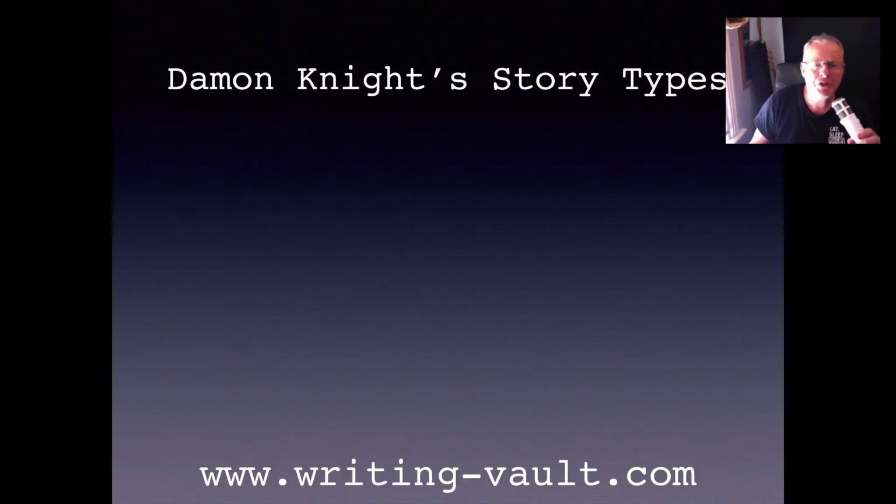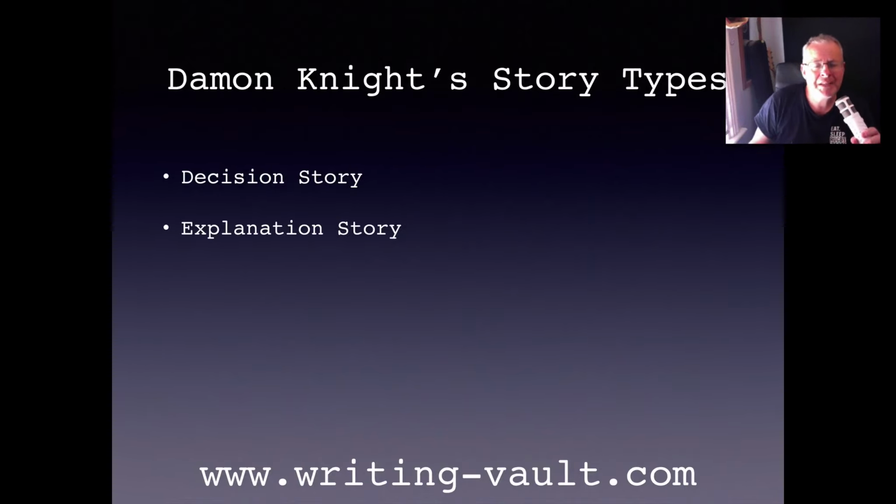We'll just quickly have an overview/recap of Damon Knight's story types. There's the decision story, where a decision at the end of the story is the important story driver. There's the explanation story, where something is revealed at the end of the story that explains all of the things that have gone before. There's the resolution story, where again what happens in the climax of the story resolves the story problem that started at the beginning of the story.